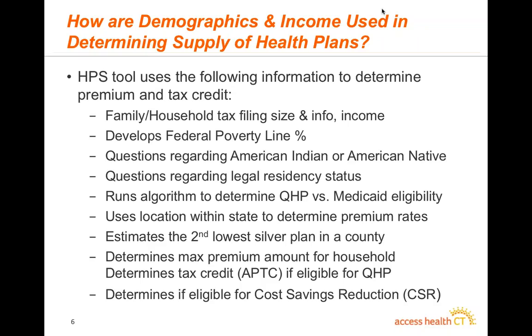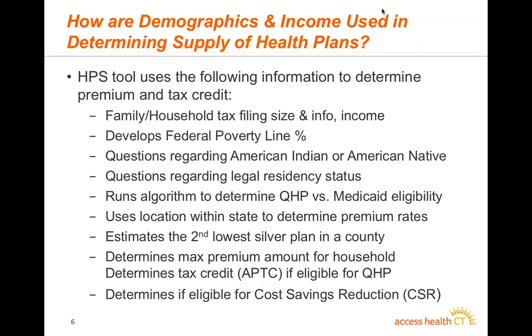collect information, not collect information in the tool, but use the information, on whether you are an American Indian or Alaska Native, because those are the subpopulations that have access to certain kinds of plans. And then we ask for legal residency status. These are information we use in the tool. We do not collect it and save it. We just use it in the tool, we run an algorithm to determine whether you are eligible for an exchange plan or for Medicaid.